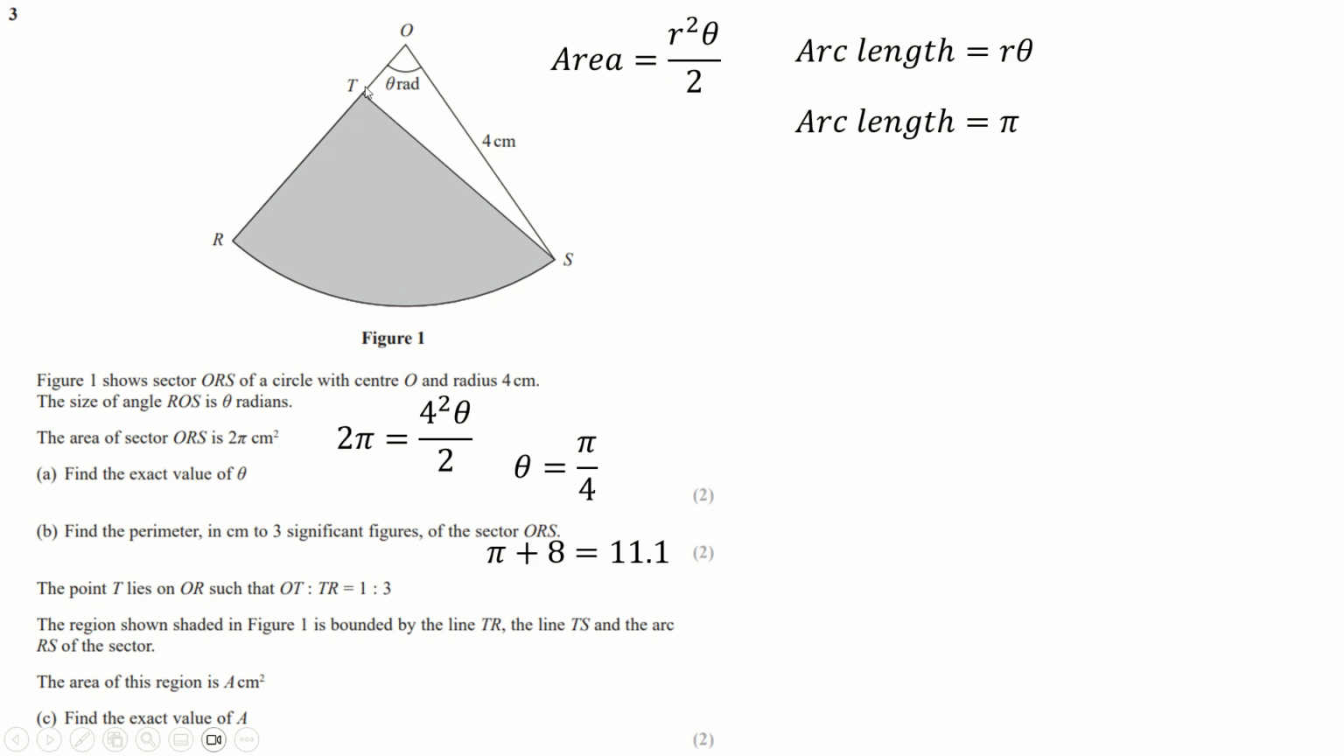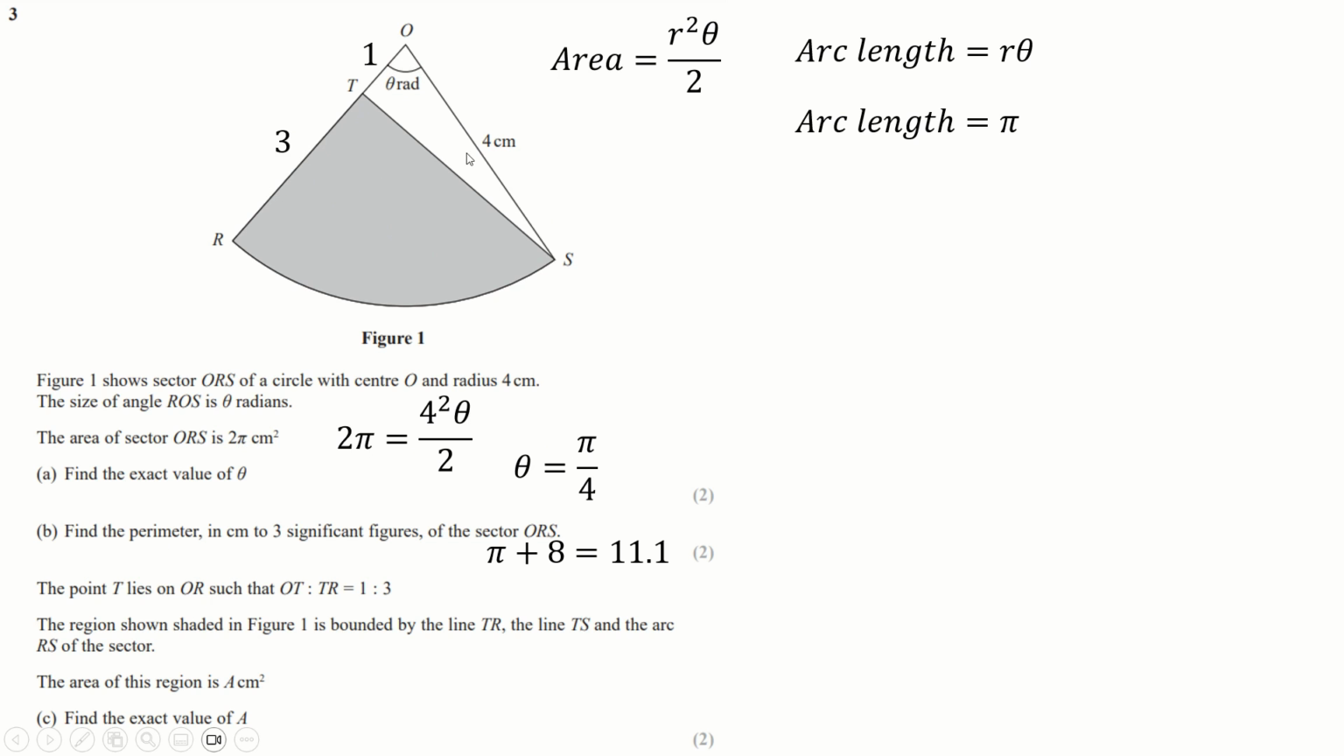And now this point here lies on a ratio 1 to 3. So this bit is 3 times longer than this bit. Well, if this is radius 4, then that just means this is 1 and this is 3, I think. Now, to work out this grey area, we can just do the area of the sector, which is, what was the area of the sector?